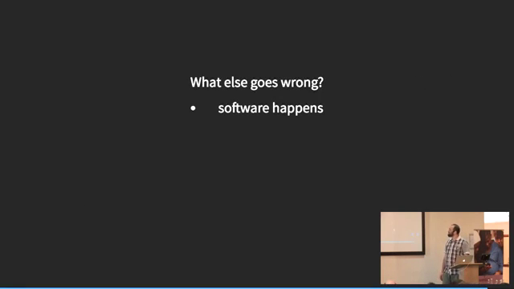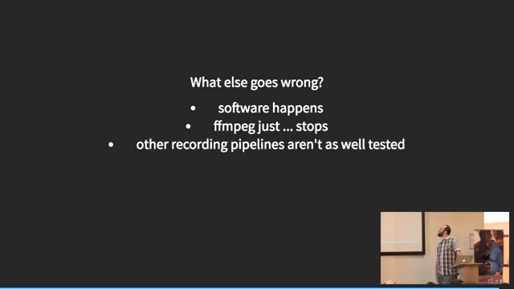What else goes wrong? Software happens. We get random UI stalls. FFmpeg just stops writing stuff to disk. Why? If you know why, please tell us. We would like to know. Other recording pipelines aren't as well tested. We can't use the other one today because libav has a different symbol reference and it just isn't there.